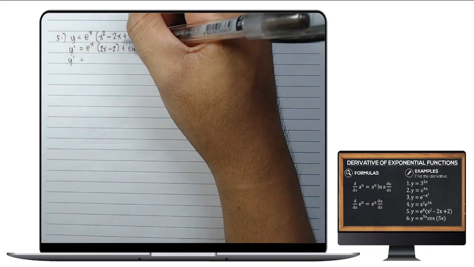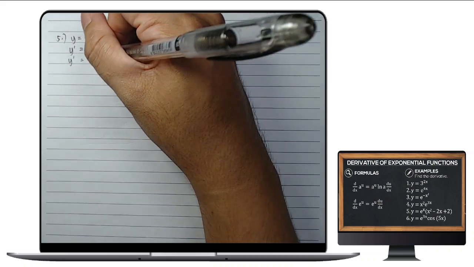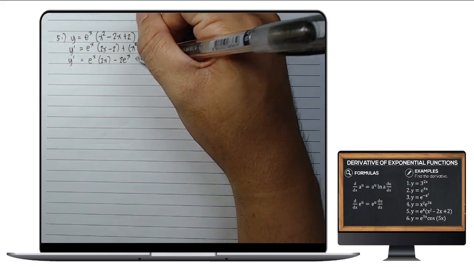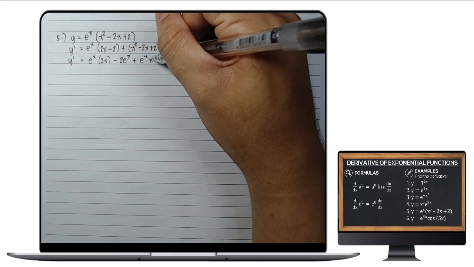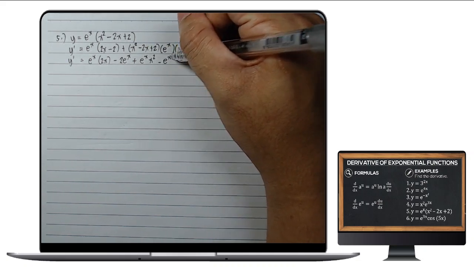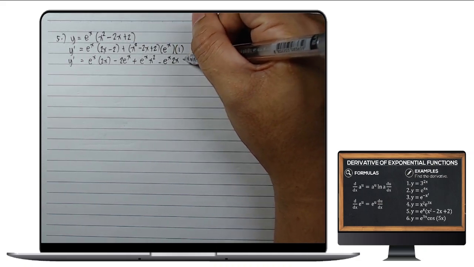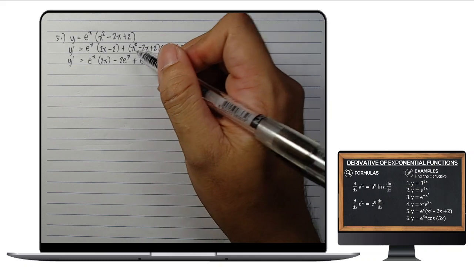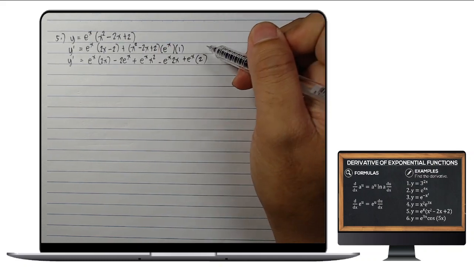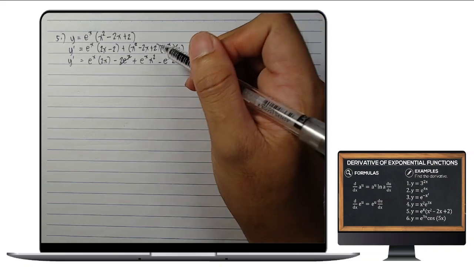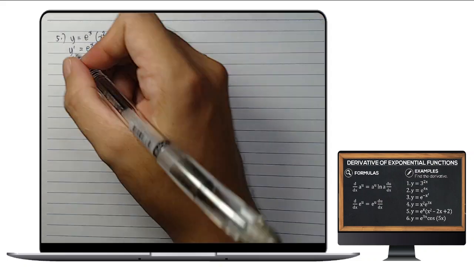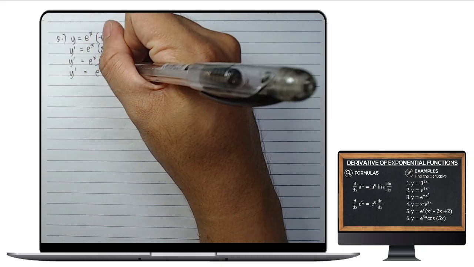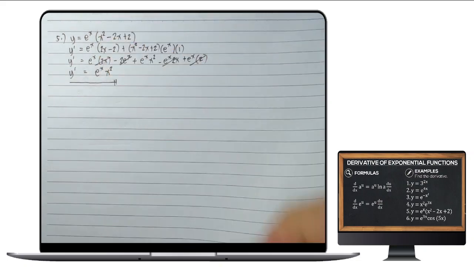Therefore, y prime is equal to, so let's distribute. We have e raised to x times 2x minus 2 e raised to x, then plus e raised to x times x squared minus e raised to x times 2x plus e raised to x times 2. So we can cancel out these common values. Therefore, our y prime, what remains, is simply e raised to x multiplied by x squared, or x squared multiplied by e raised to x.